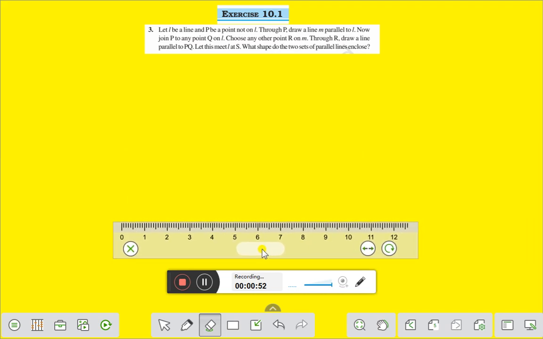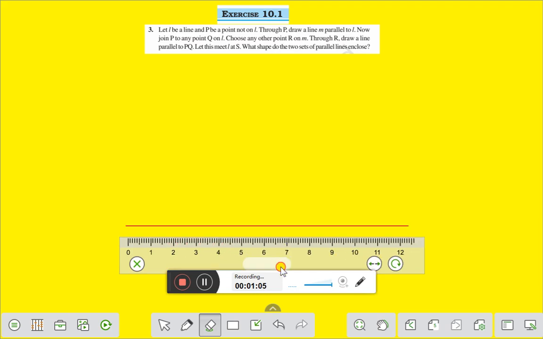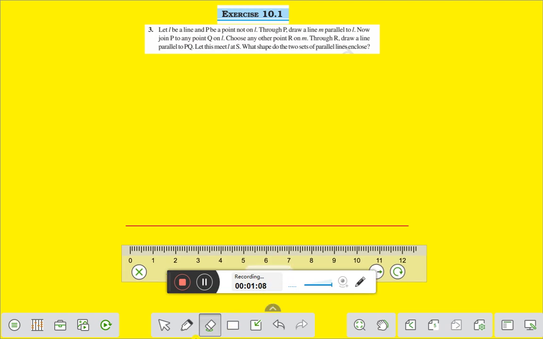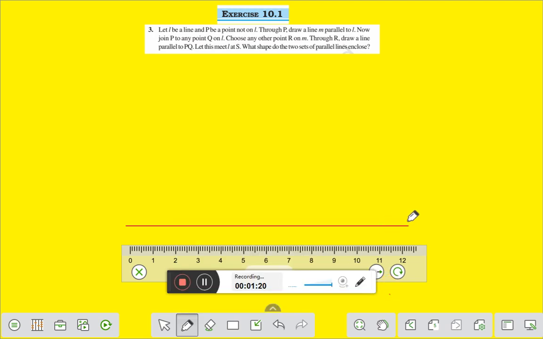First of all, draw a line here. Let the name of this line be L. Let us take this name of the line as L.